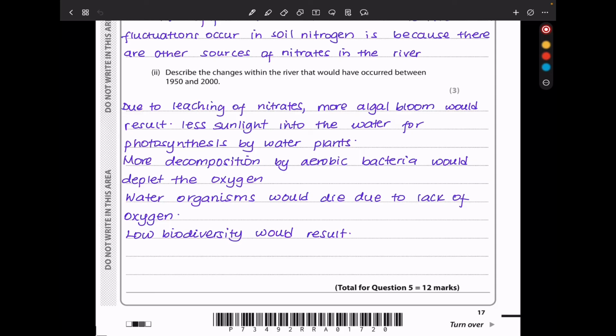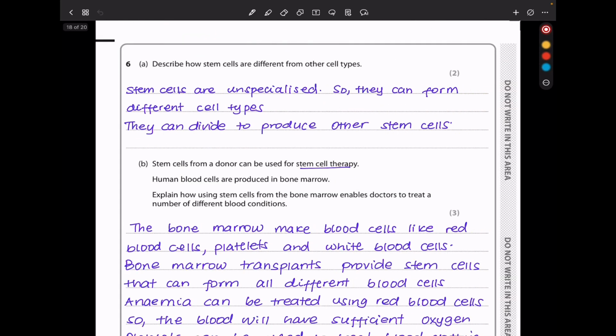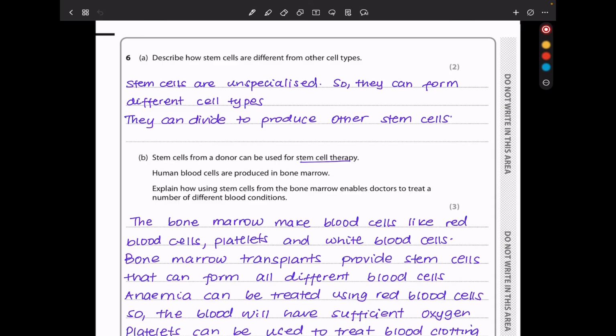So this brings us to the end of question 5. Let's continue to question 6. In question 6, describe how stem cells are different from other cell types. Stem cells are unspecialized, meaning they can be used to form different types of cells, and stem cells can divide continuously, producing other stem cells if specialization has not occurred.